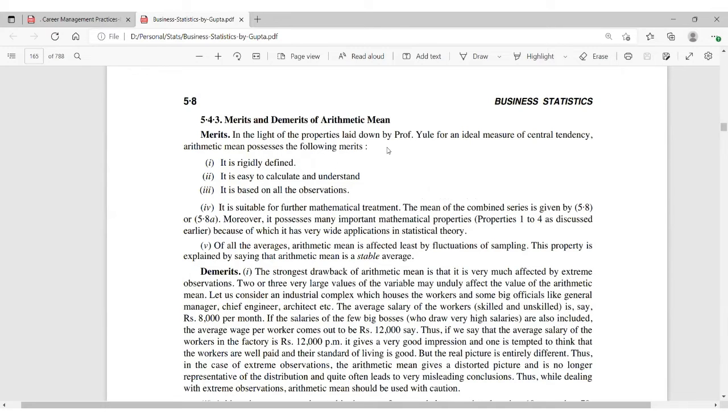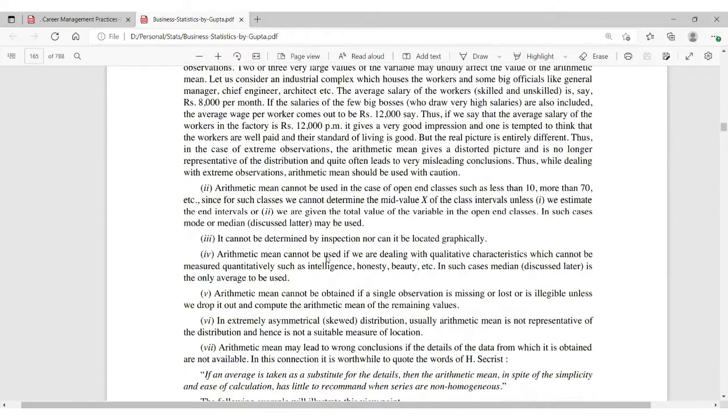Now, merits and demerits of arithmetic mean. It is rigidly defined. Read this out, it is simple.